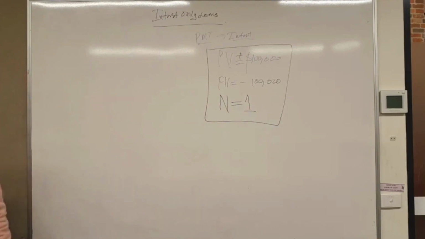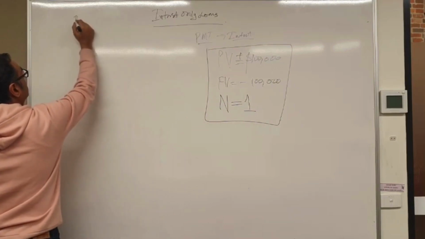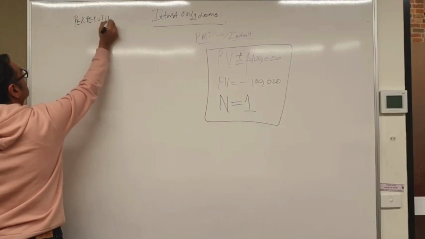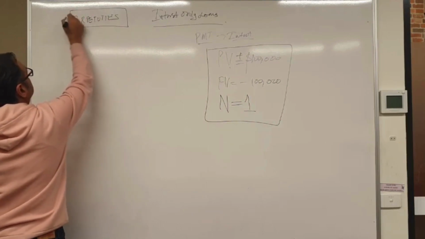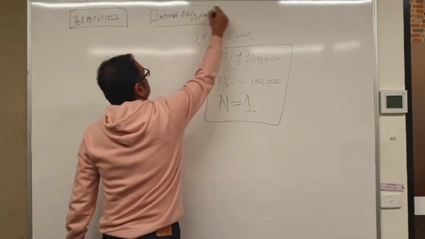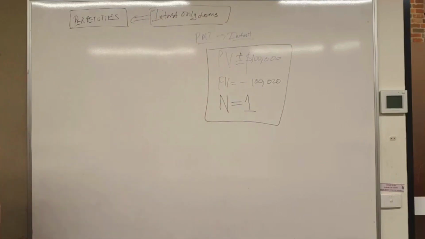Okay. Now, there's something called perpetuities. Apologies for the incorrect spellings. Now, perpetuities are exactly the reverse of interest-only loans.